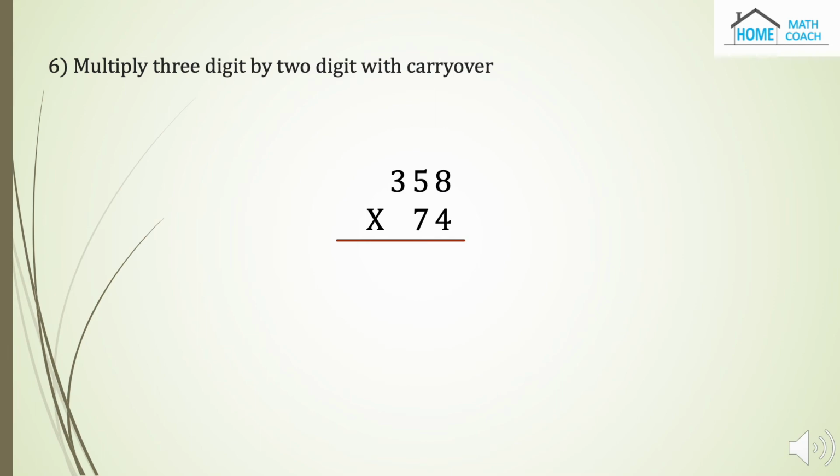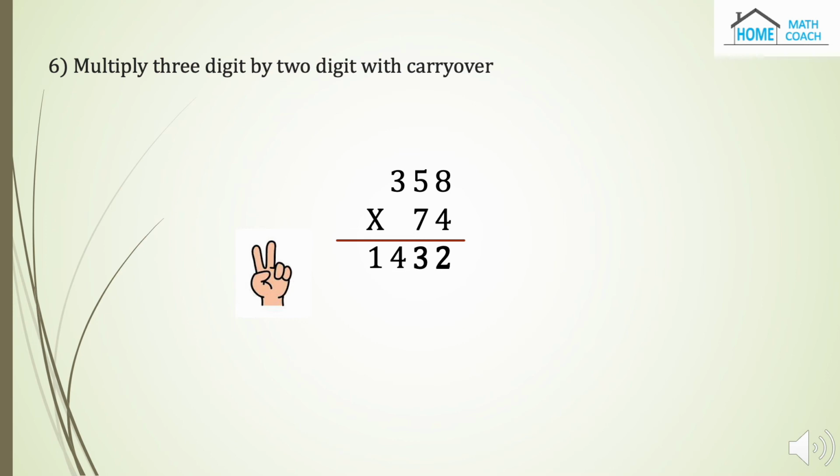Next, we are going to multiply a three-digit number by a two-digit number without writing down the number to be carried over. We start with 8 times 4, which is 32. We write down 2 and then hold up 3 fingers. Then 5 times 4 is 20, plus the 3 fingers is 23. And we write 3 and hold up 2 fingers. Then 3 times 4 is 12, plus the 2 fingers is 14. And we write 14 in the answer.